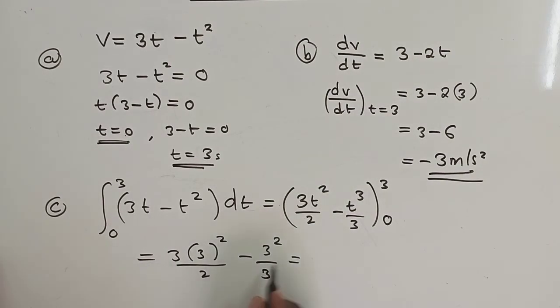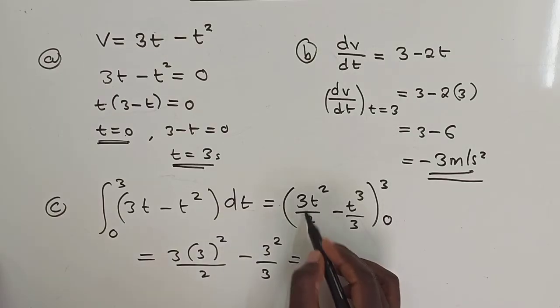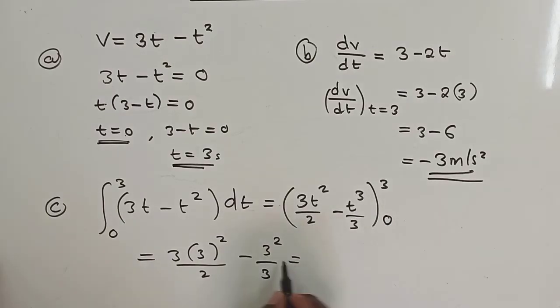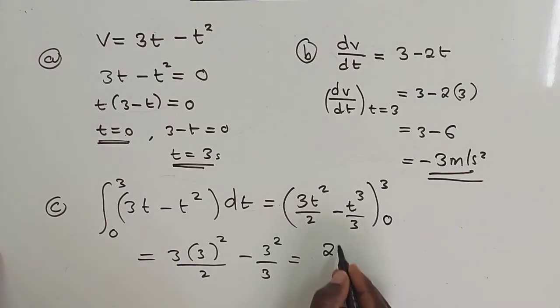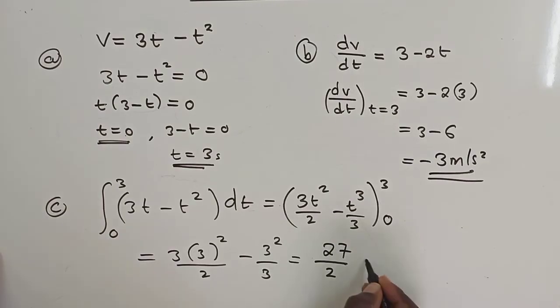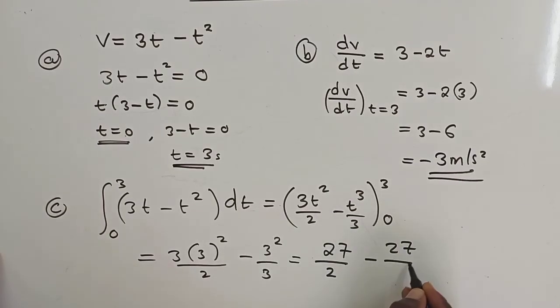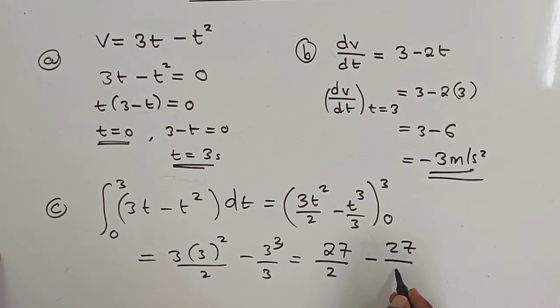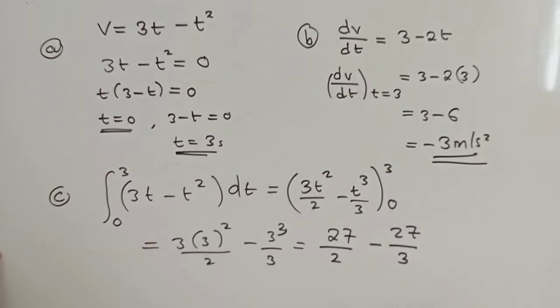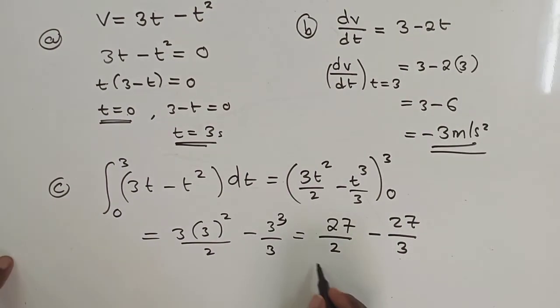So here, the lower limit, if you put this, will just be 0 and 0. So we'll just stick to the upper limit. We can work out things. Here we get 27 over 2 minus 27 over, this is power 3, minus 27 over 3. So this is what we are getting.